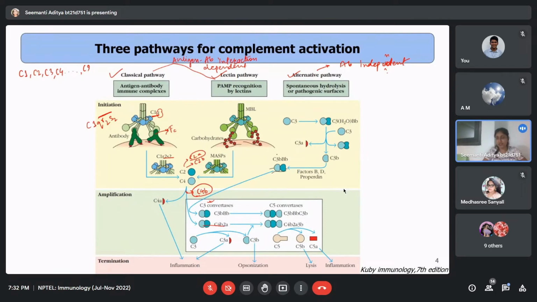The main goal for all of these pathways is to merge towards forming the C3 convertase. All three pathways will merge together and form the C3 convertase in different ways. Each of these pathways will ultimately form the same thing but in different ways.